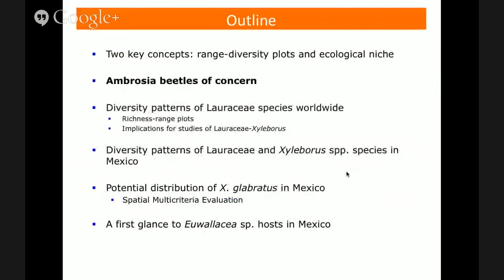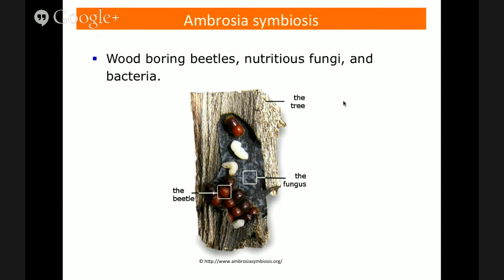So now I'm going to mention which are the two species of concern that we're modeling in this exercise. Big concern for forest ecosystems in Mexico. These are ambrosia beetles of concern. Ambrosia beetles are wood-boring beetles that feed on fungi, and they have associated bacteria.